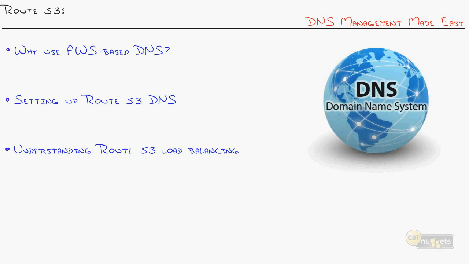So why do we want to use DNS from Amazon? What makes it better, or is it better? I mean, it's going to cost us a little more money to do this. Why do this? So we'll explore that.